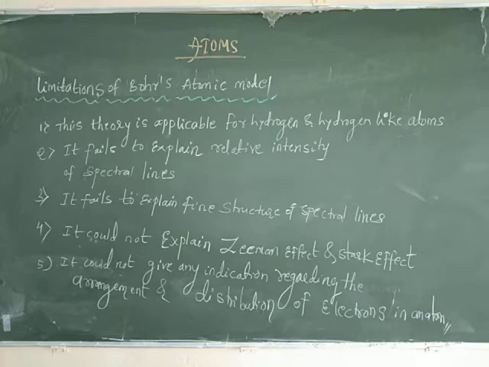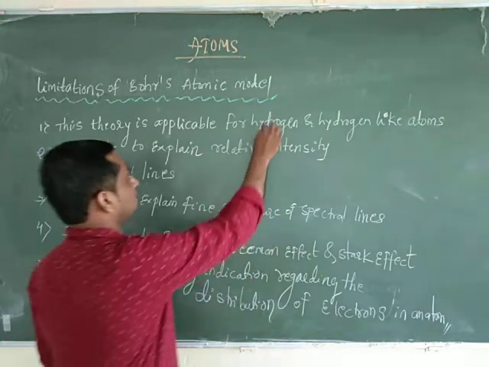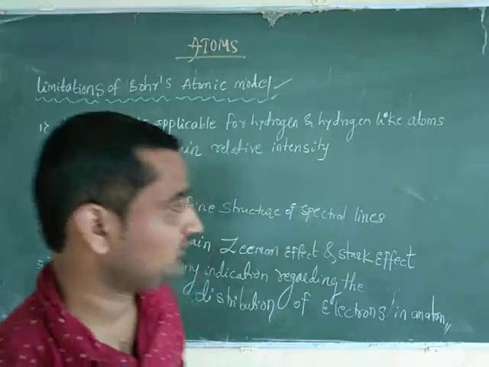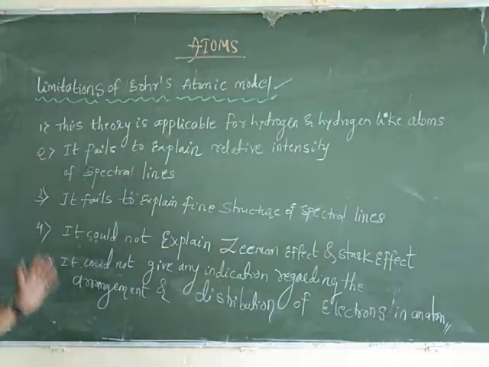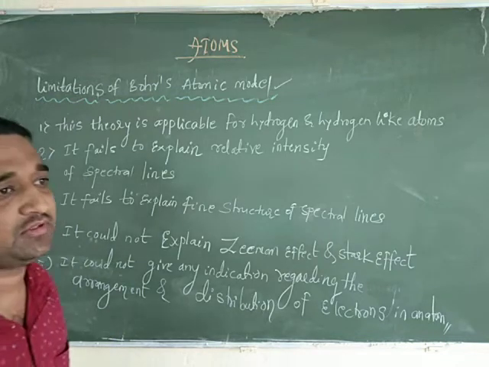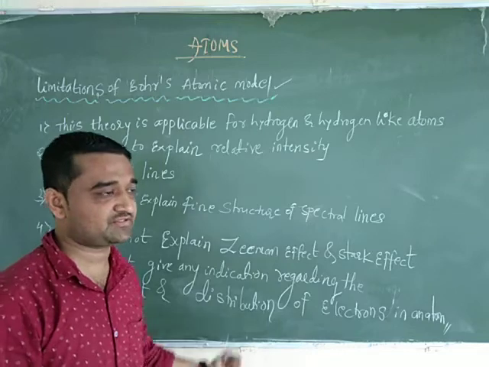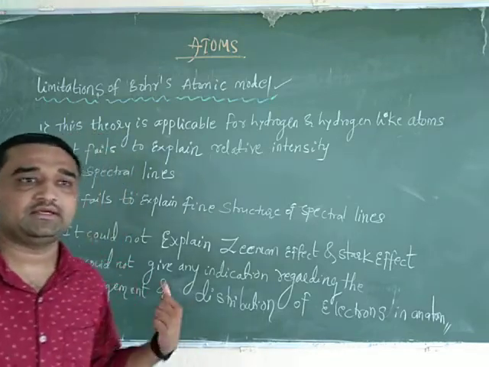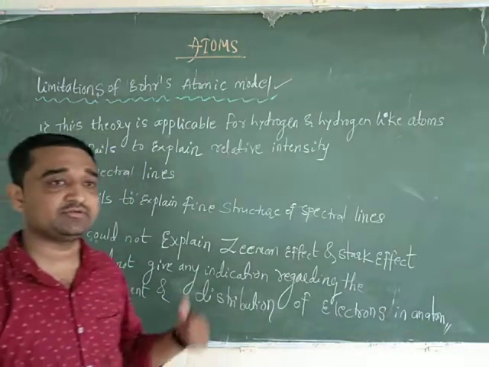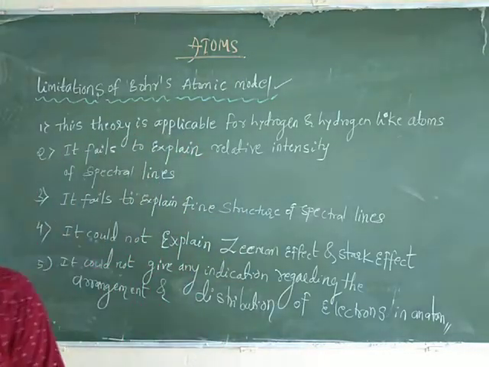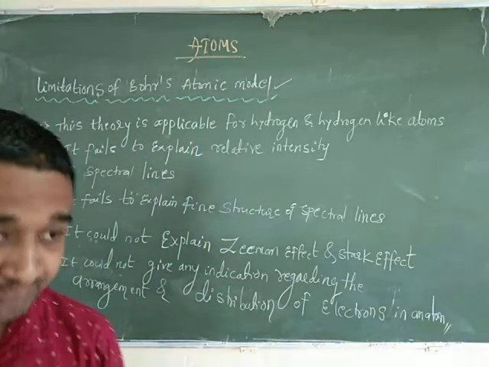The next point we have to discuss is the limitations of the Bohr atomic model. Already we have discussed the postulates of the Bohr atomic model. We have derived the expression for the radius of the nth stationary orbit, and the expression for the energy of an electron in the nth stationary orbit. And now we have to see what are the merits and the demerits of the Bohr atomic model.